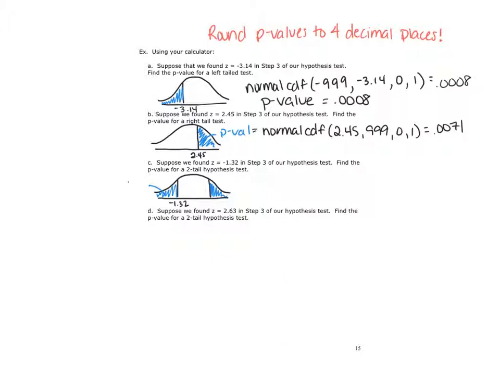That is 0.0934 approximately. But because we've got two tails, my p-value is going to be 2 times that. Now, I'm not going to round my p-value or that decimal before I multiply by 2. I'm going to keep that answer that normal CDF gave me in my calculator and just multiply it by 2. And my p-value is going to be 0.1868.